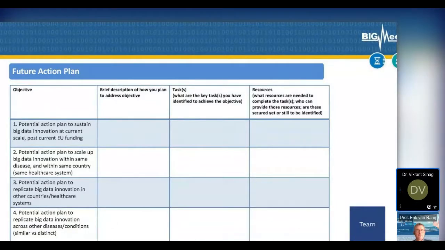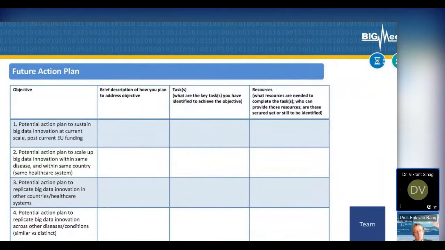So for example, one of the things that some of the pilot teams did was they developed their pilot innovation within a specific geographical area within a country. So they thought about how they could scale it up to the entire country, considering the same healthcare system. And then they thought about the resources that were needed to sustain or to scale up this big data innovation within the country.